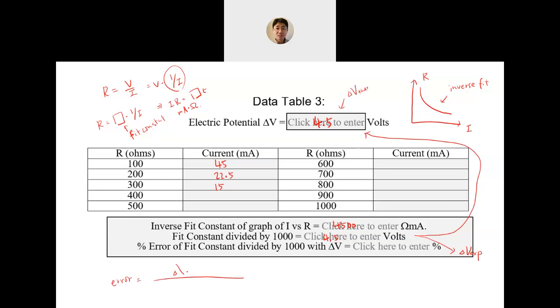Then the error is delta V experimental value minus delta V theoretical value, divided by delta V theoretical value, times 100. In this case, delta V experimental value is 4.5, and the theoretical value is also 4.5. So 4.5 minus 4.5 divided by 4.5 times 100. The error must be 0%. That is 0% error.